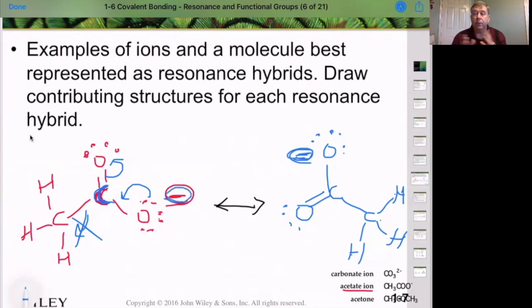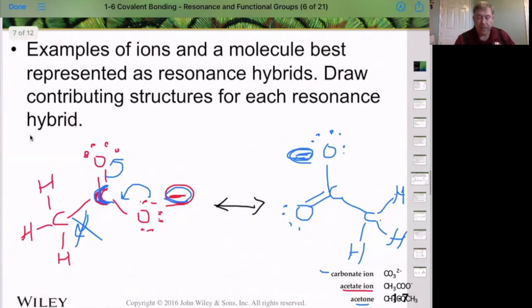And somewhere in between is the true structure we actually can see and use in our chemistry, okay? So I want you to go ahead and do that with acetone and the carbonate ion and look for ways you can build these structures without breaking any of the resonance structure rules.